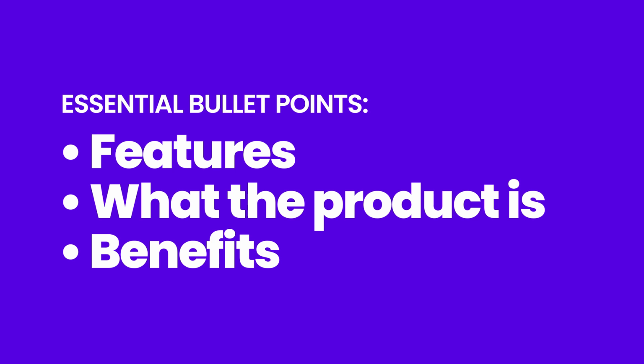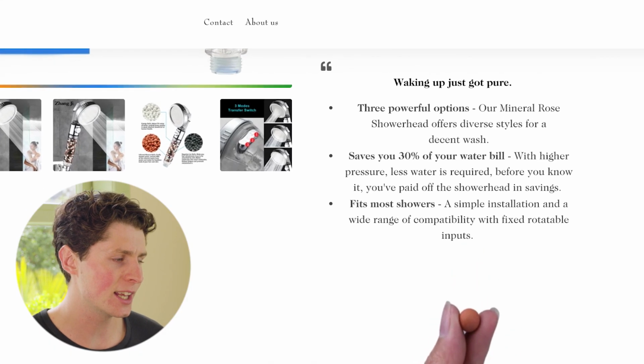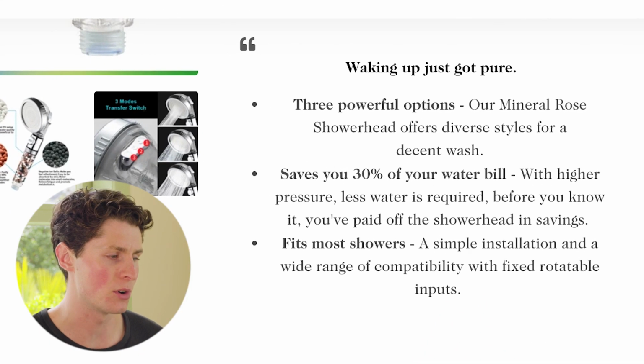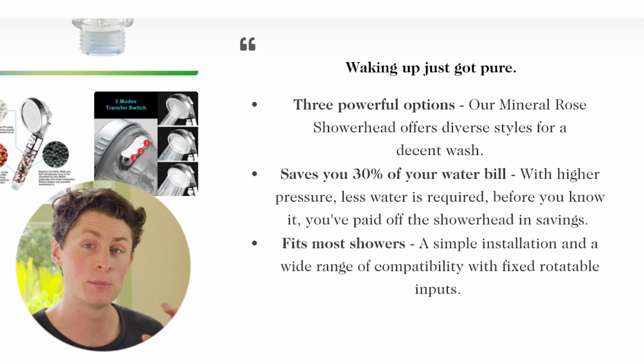Explain exactly what your product does in your headline. Keep it digestible. People aren't likely to read big paragraphs. Make some essential bullet points, which I've done here. You want to feature what the product is and a benefit, what the product does for someone who uses it. So I start here with "Waking up just got pure." It's short and enticing. Then we've got some bullet points.